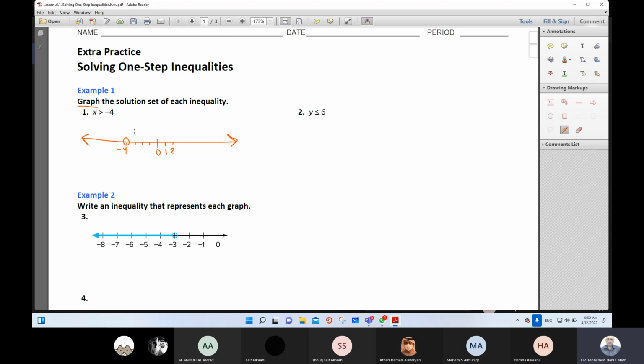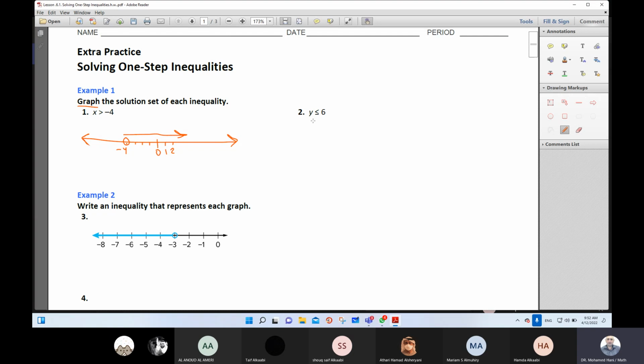Then we want to determine the direction, to the right or to the left. Look to the values of x. X greater than minus 4 means the values of x up from negative 4: negative 3, negative 2, negative 1, 0, 1, 2, 3, etc. Means the direction or the arrow to the positive side, to the right. Who has any question about this idea? No questions?